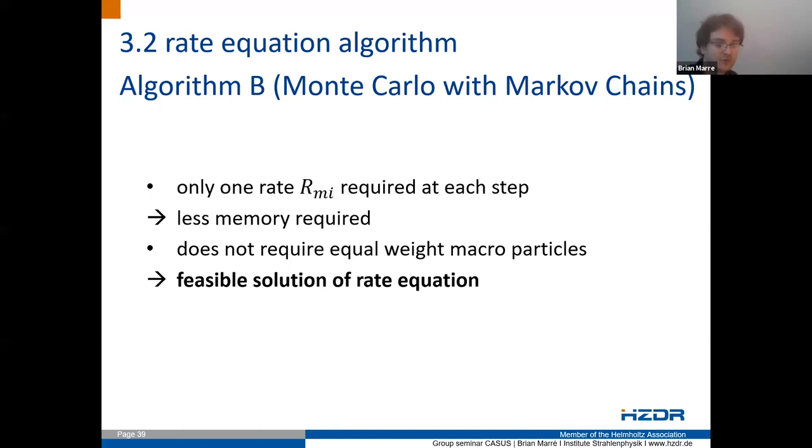The state also, of course, doesn't require equal weight macroparticles, because the distribution is actually resolved on each specific macroparticle level. And therefore, it's feasible computationally, physically, and from a memory standpoint. Okay, so that's one weight equation solver we can use.